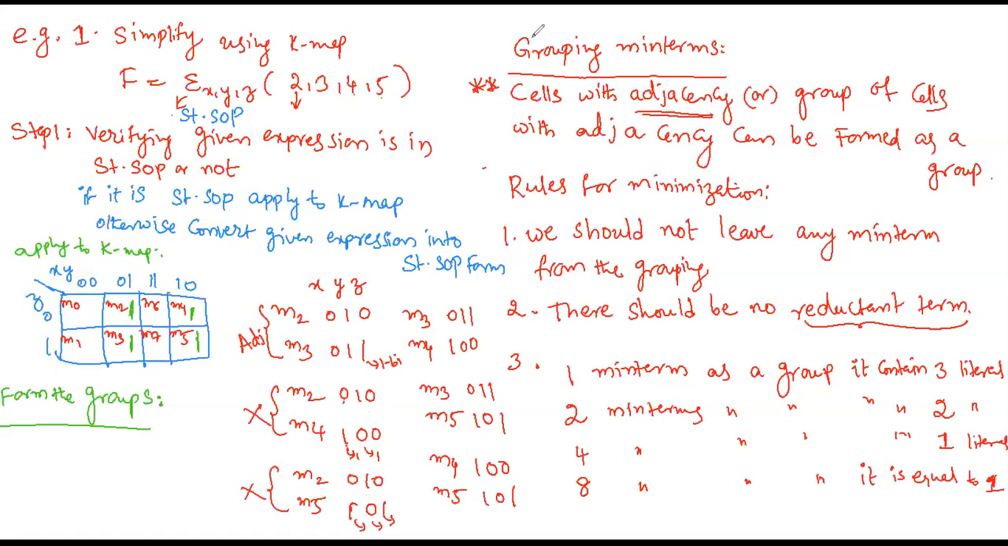Similarly, check M3, M4: 0, 1, 1 and 1, 0, 0. 3 bits change. These are also not adjacent. M3, M5: 0, 1, 1 and 1, 0, 1. 2 bits change. Not adjacent. M4, M5: 1, 0, 0 and 1, 0, 1. Okay, only 1 bit changes. These two are adjacent. So now form the group. Which are adjacent? M2, M3.